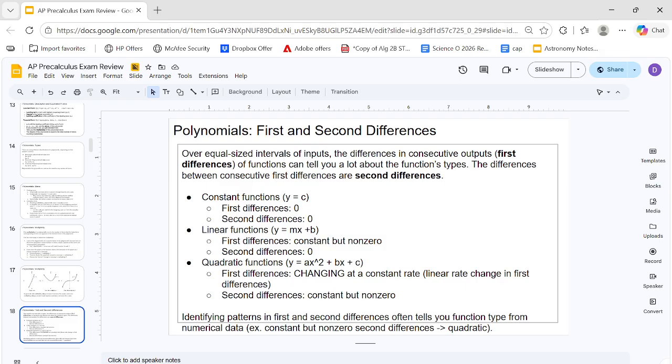So second differences, over equal-size intervals of inputs, are the differences between the first differences. For constant functions, they're going to be all 0, obviously. For a linear function, the second differences are always 0. But for quadratic functions, the second differences are constant but non-zero. So this can tell you what kind of function a given data set is, based on just the second differences of the data.